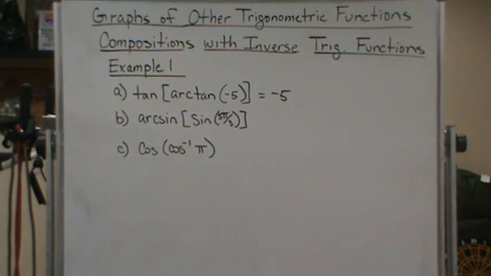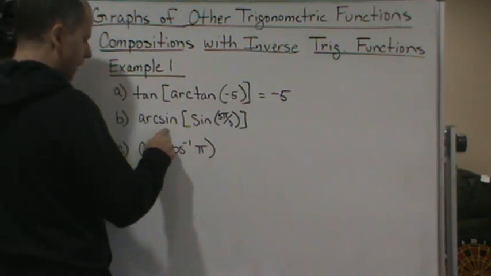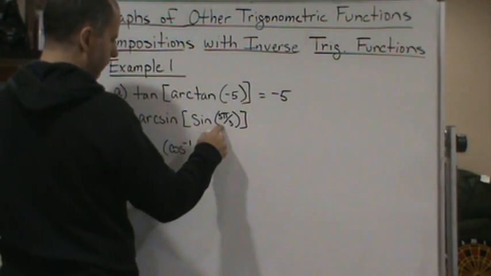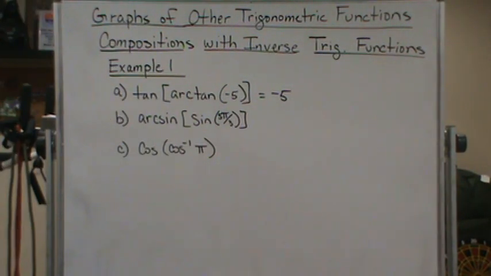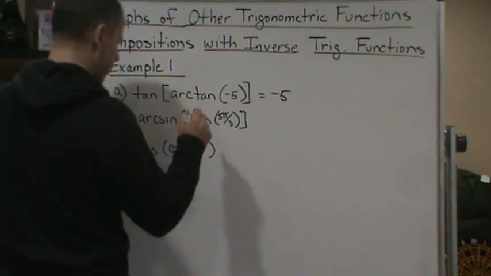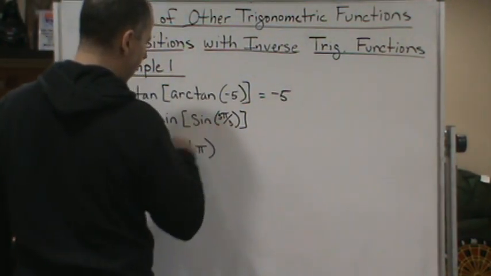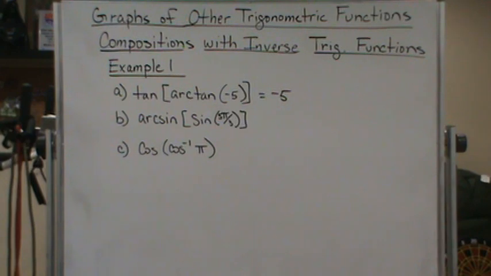Now what about B? B is arcsine of the sine of 5 pi over 3. Now let's check the domain. Sine of 5 pi over 3, but see, 5 pi over 3 does not lie in the range of arcsine.